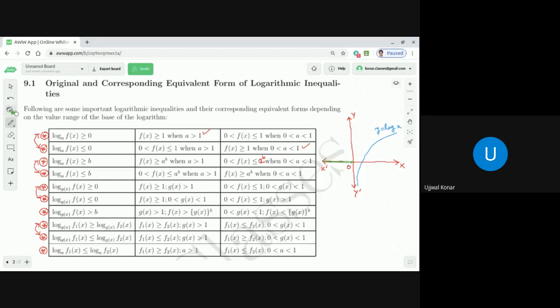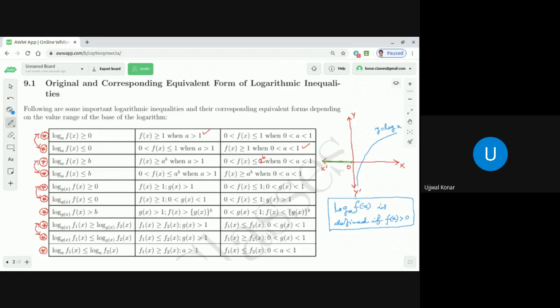So in simple terms, what we can say is that log of f(x) to the base a is defined if f(x) is greater than 0. This is a very important piece of information. Why? Because whenever you solve inequalities related to the logarithm, you will always find that f(x) must be greater than 0, whatever it is for which you are finding the log.